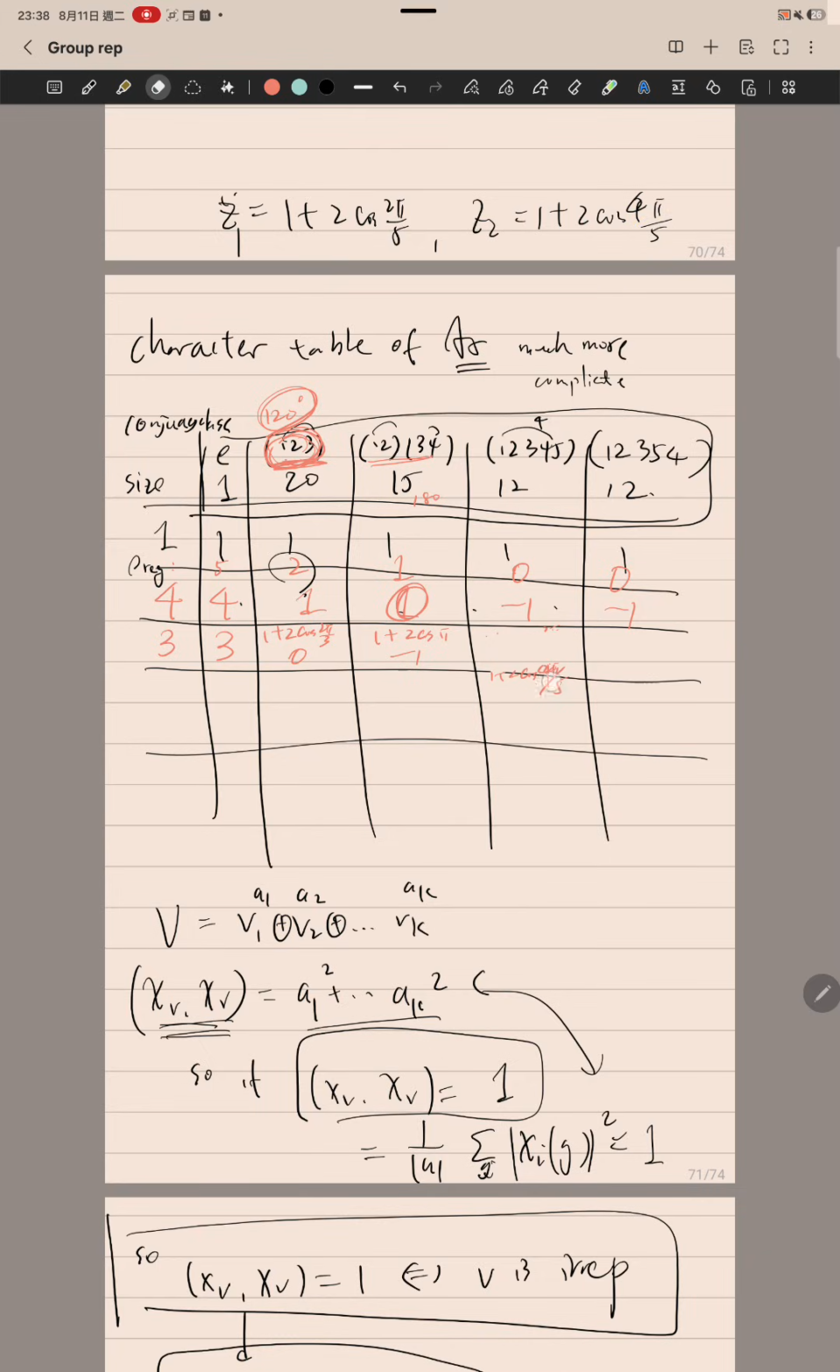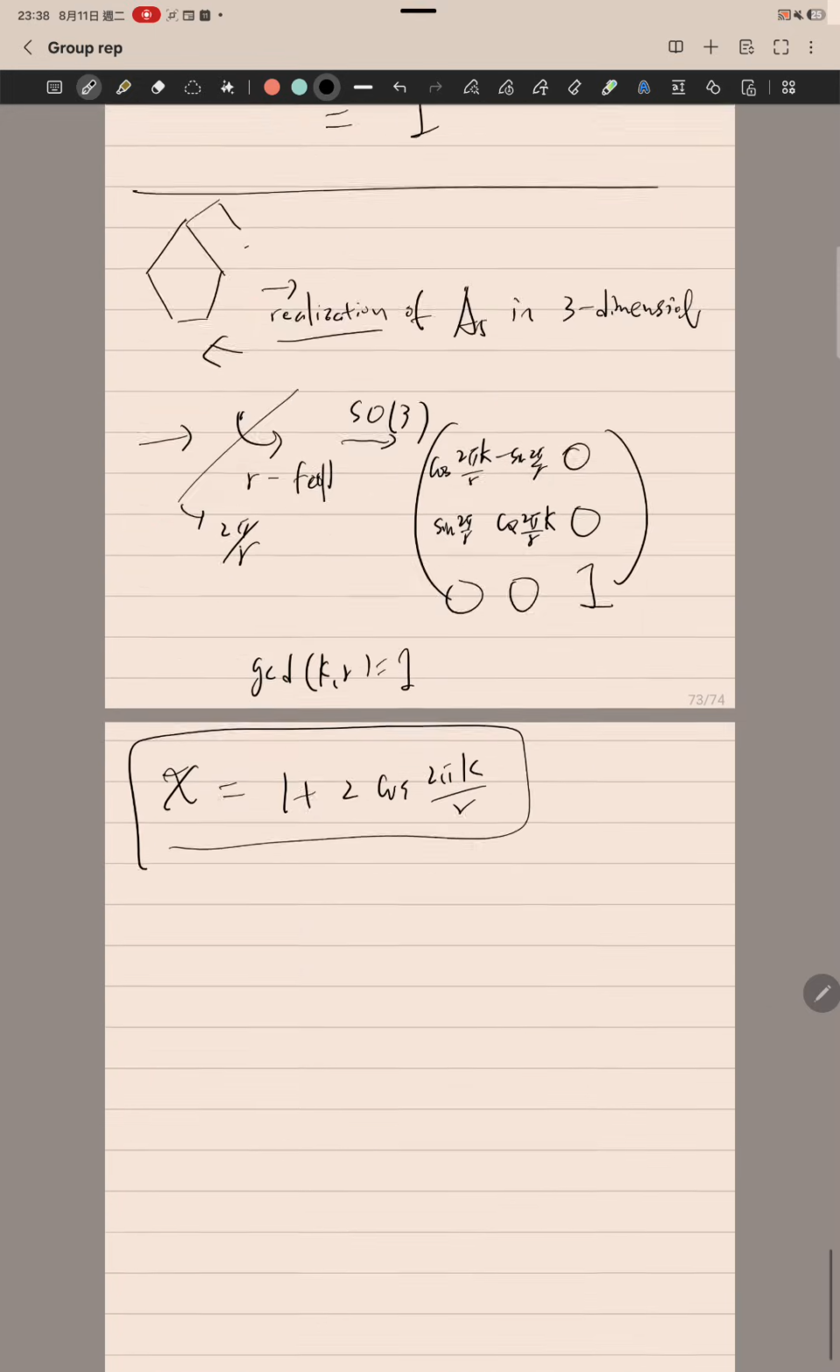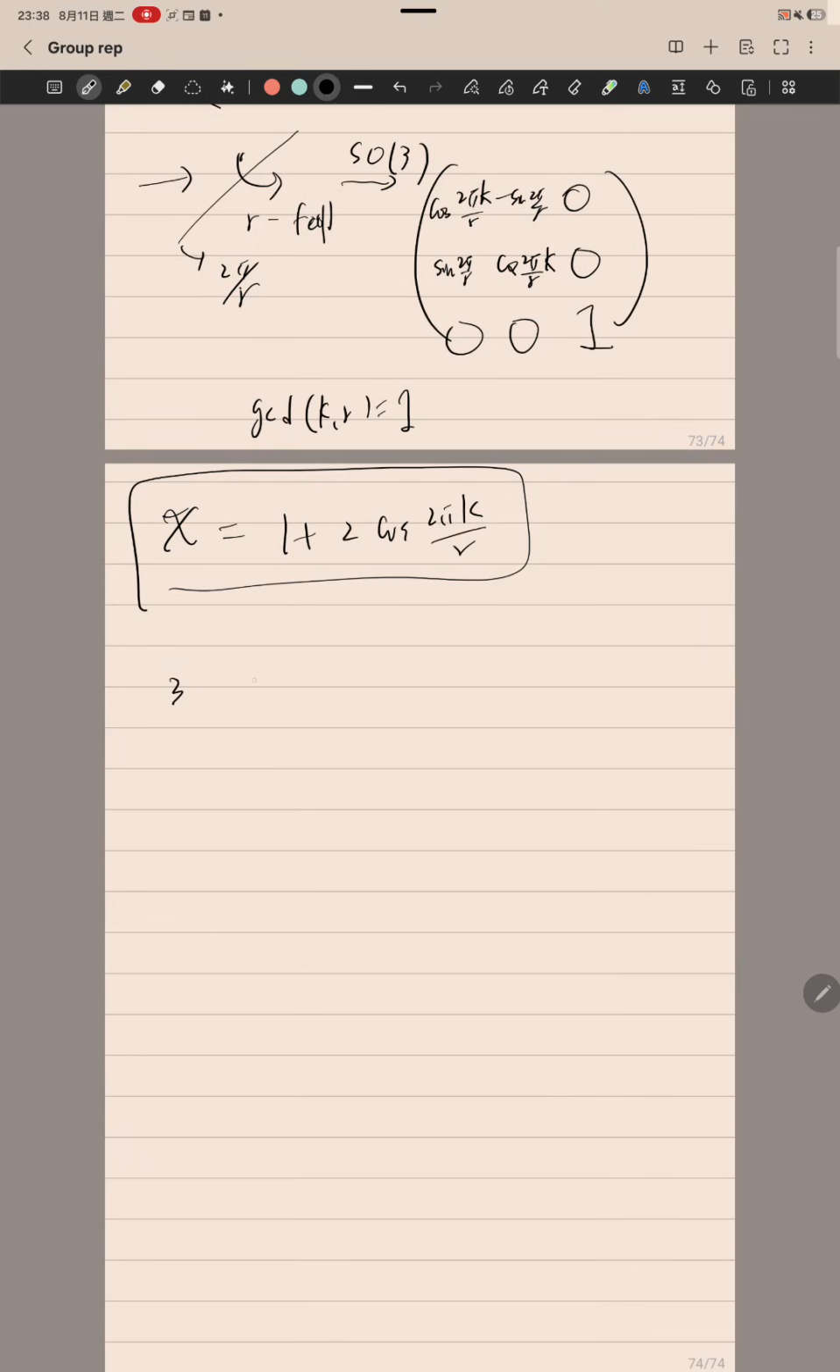Suppose this is z1 and this will be z2. The reason is that there are conjugacy classes with different rotation angles; there is just one counter reflection. So if you use 72 degrees here, then you should use 144 degrees there. Now this is one representation, but the problem is that we want to check whether this is the irreducible one. So we get 3, 0, minus 1, z1, z2, and the class sizes are 1, 20, 15, 12, 12.